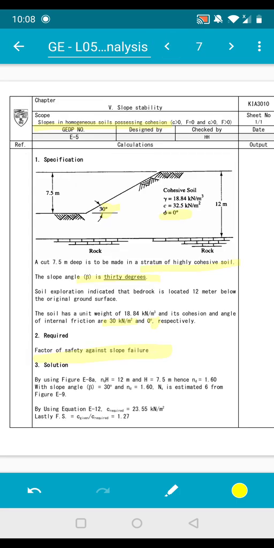Now the solution is given as follows. By using figure E8A, you can calculate your ND, which is 1.60. With a slope angle beta of 30 degrees and ND of 1.6, you approximately get your NS as 6 from figure E9. And figure E9 is only valid when the internal friction is 0 degrees. Now by using equation E12, you can calculate your required cohesion, which is 23.55 kN per meter square. And lastly, you can calculate your factor of safety. Here, your factor of safety is 1.27, based on the factor of safety due to the cohesion.